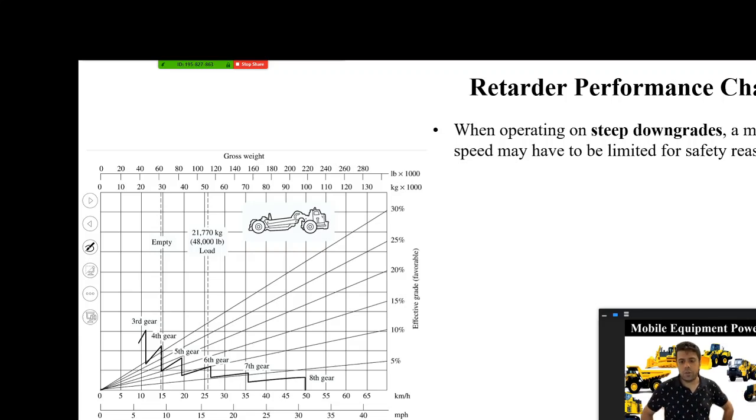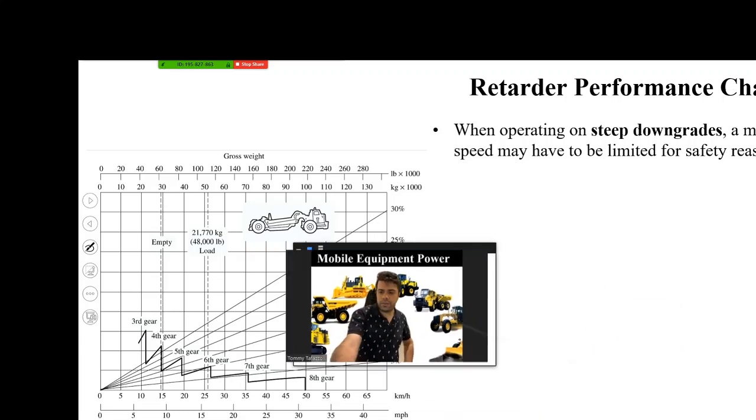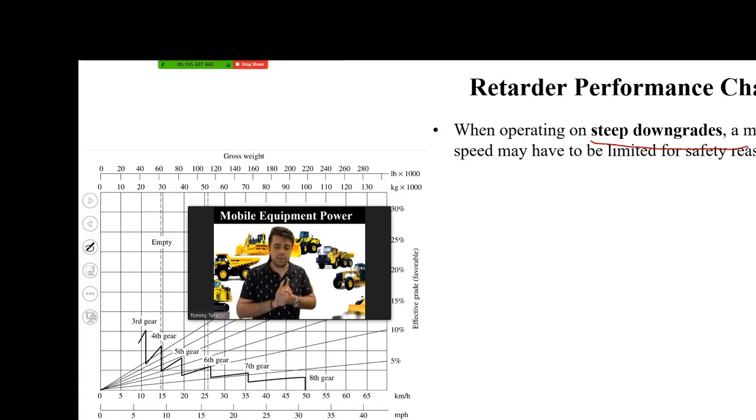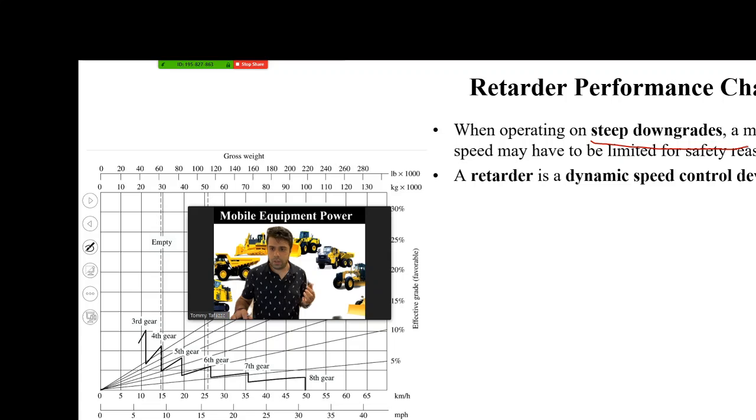So the way we work with it, let me first explain it. Let's just have a review of what I just said. Steep downgrades: if you want to use the brake, it will be a lot of pressure on your machine, so you don't want it. That's why you install a retarder, which is a dynamic speed control device.